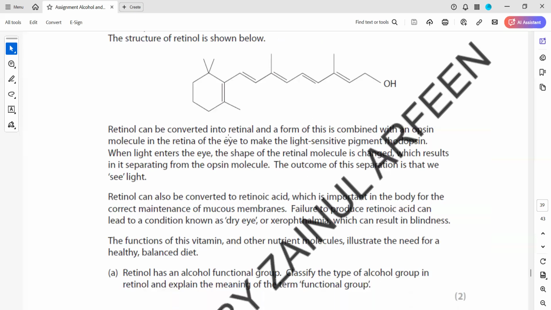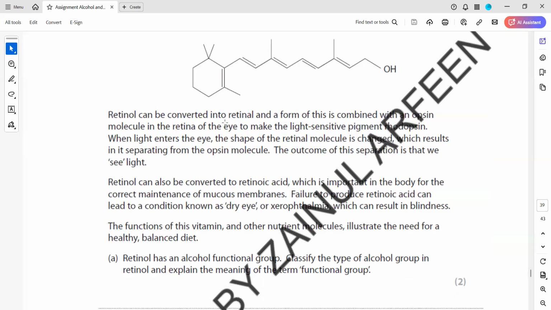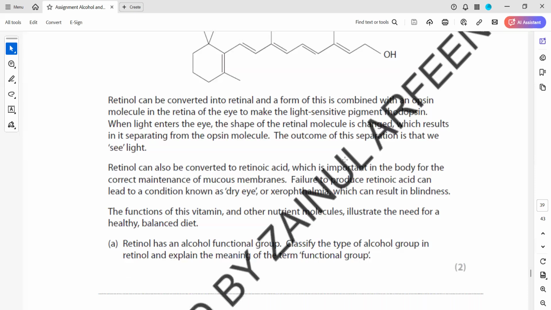The retinol can also be converted into retinoic acid, which is important in the body for the correct maintenance of mucous membrane. And the failure to produce retinoic acid can lead to a condition known as dry eye, which can also result in blindness.